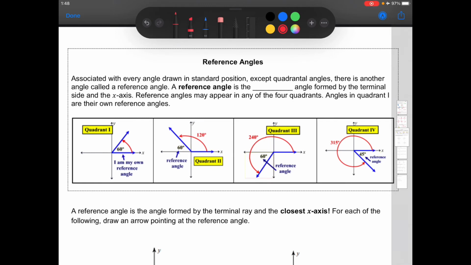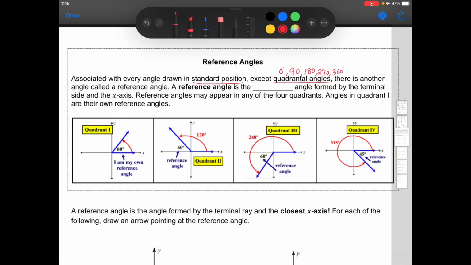Associated with every angle drawn in standard position except quadrantal angles. Again, standard position keywords. Standard position is what? When your initial ray is glued to the x-axis. Quadrantal angles are your 0, 90, 180, 270. I'm going to write them down: 0, 90, 180, 270, and 360.